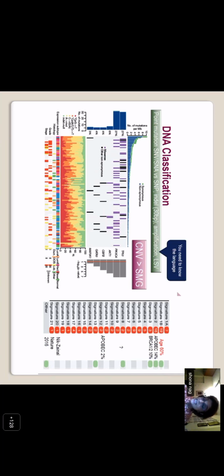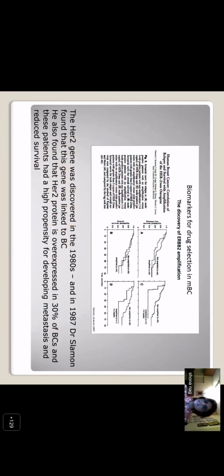You don't have that luxury in breast cancer. Breast cancer has lagged behind, and what you see here are copy number aberrations. So this is a disease of insertions, deletions, duplications, and amplifications. So you see a lot of copy number variations. And it's a fascinating story of HER2. The gene was discovered in the 1980s, and in '87, Slamon found that this gene was linked to breast cancer.